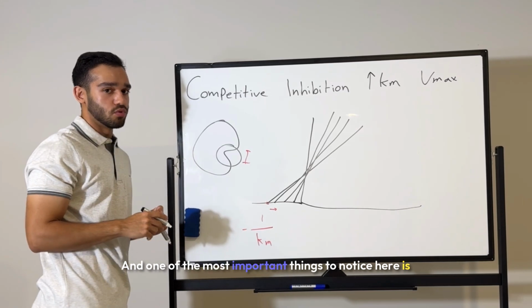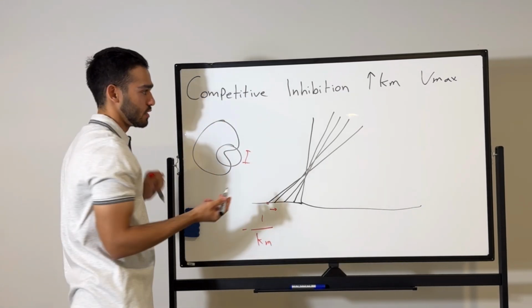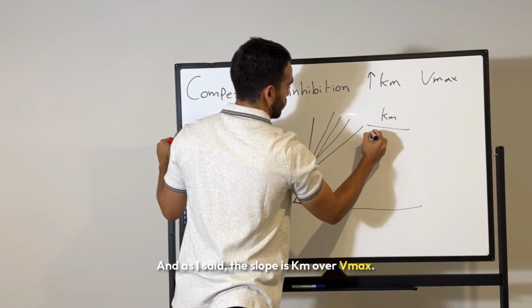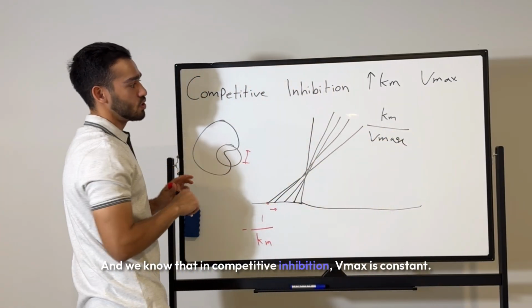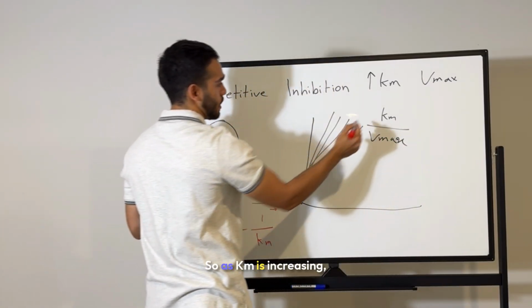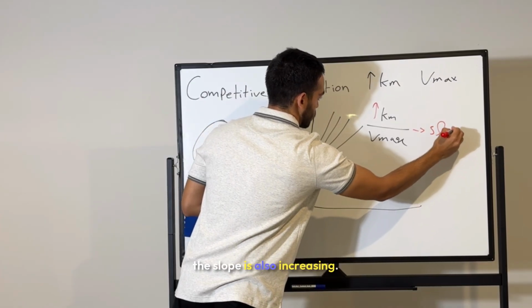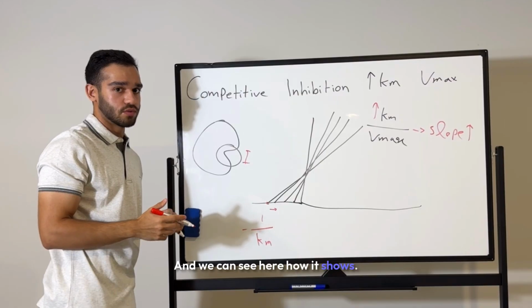And one of the most important things to notice here is that the slope of the line is increasing. And as I said, slope is Km over Vmax. And we know that in competitive inhibition, Vmax is constant. So as Km is increasing, the slope is also increasing. And we can see here how it shows.